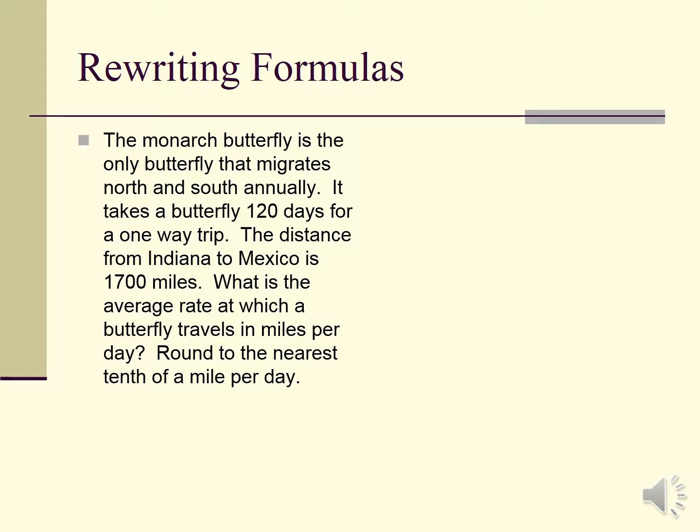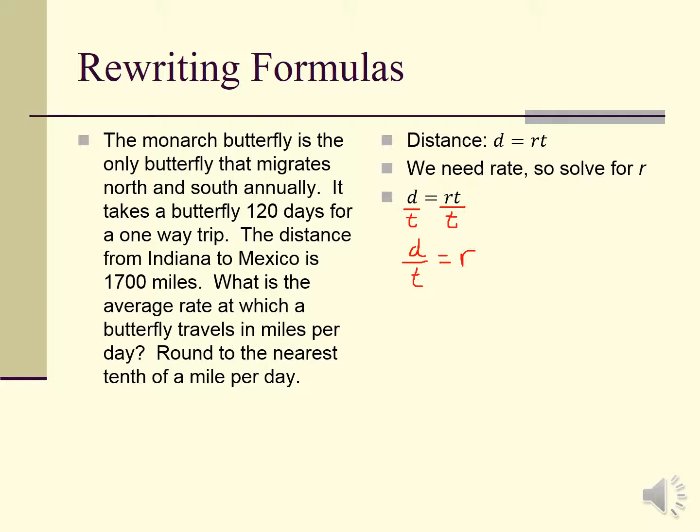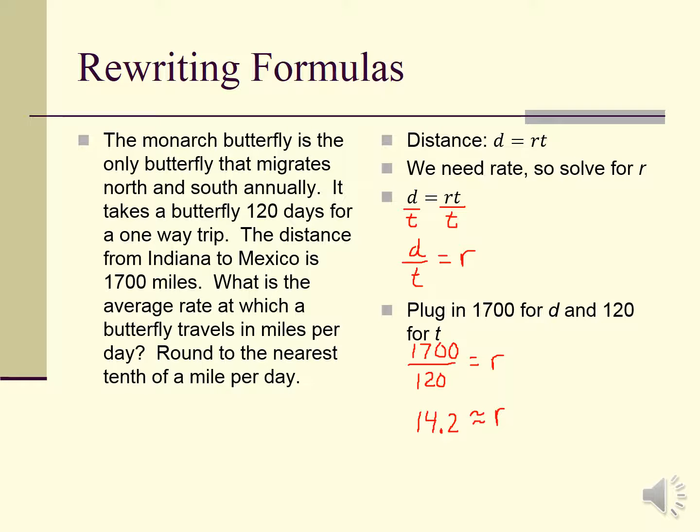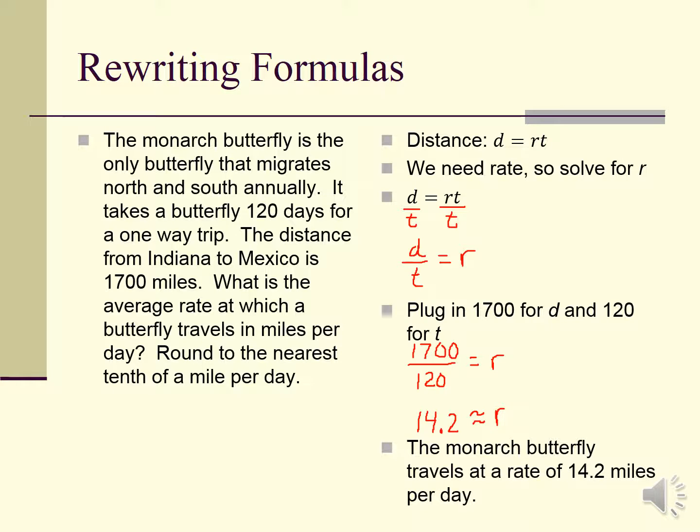So the first thing I want to recognize is that I need a distance formula, D equals RT. I know that I want to find the rate, so I need to solve for R. So I start with D equals RT, and solving for R means I have to divide both sides by T. That gives me D over T equal to R. Now I'm going to plug in 1,700 for D, the distance, and 120 days for T. When I do that, I get approximately 14.2. So therefore, the monarch butterfly travels at a rate of 14.2 miles per day.